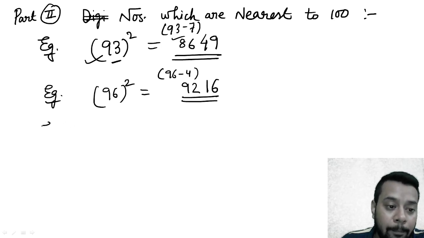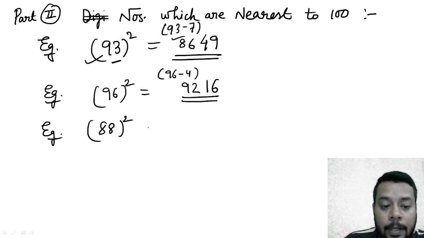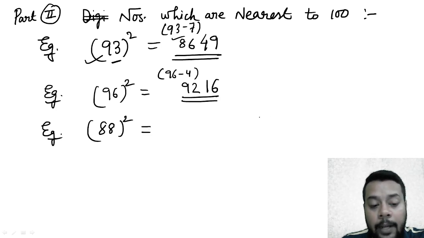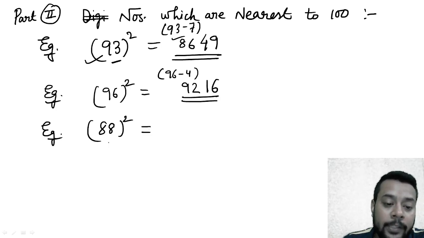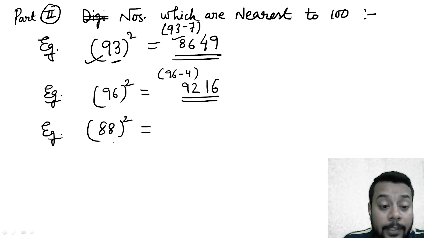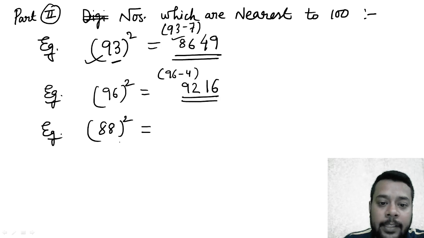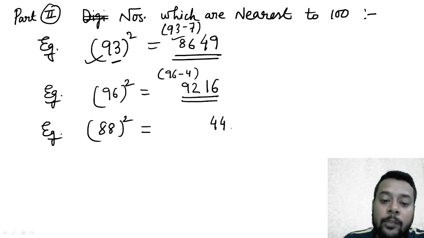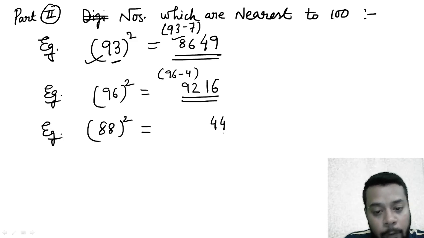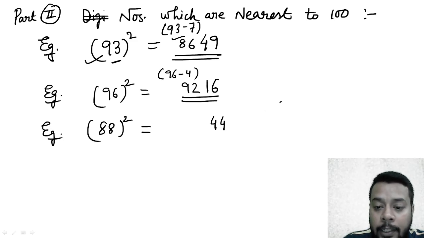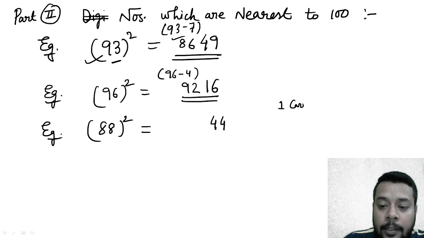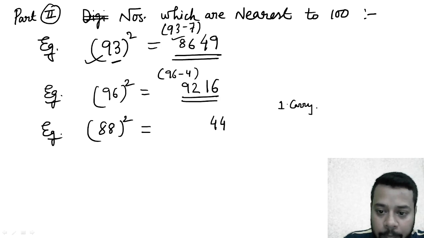I take another example. Suppose you have to find 88 square. So once again, what will you do? This number is 12 less than 100, right? Then what is 12 square? 144. So you will write 44 here, and 1 is a carry here, right?